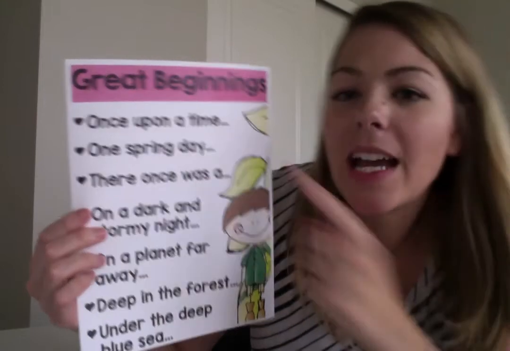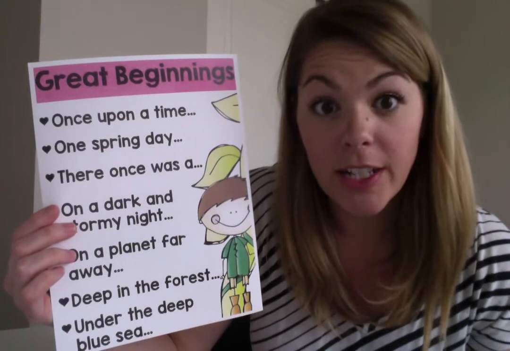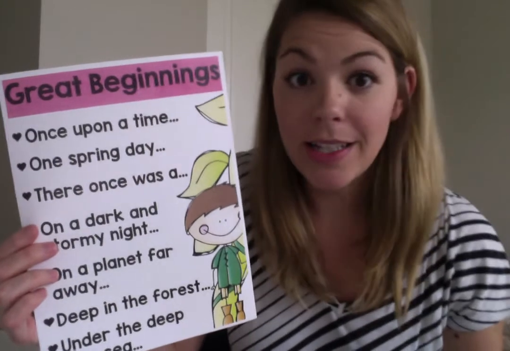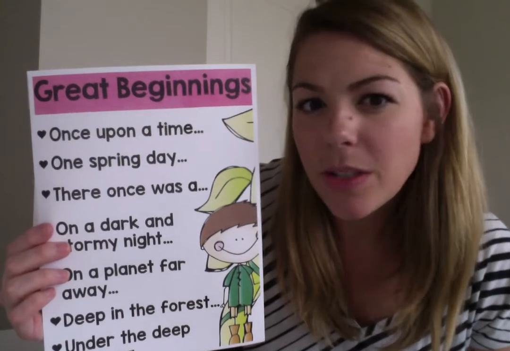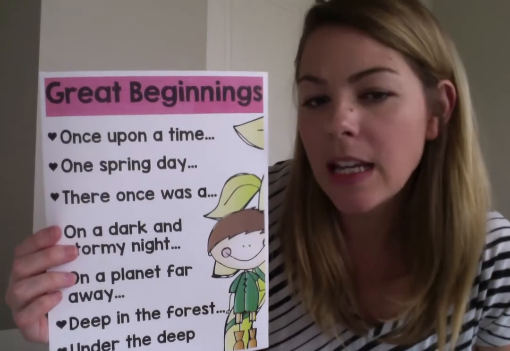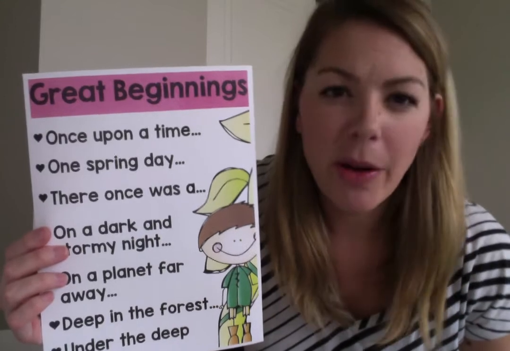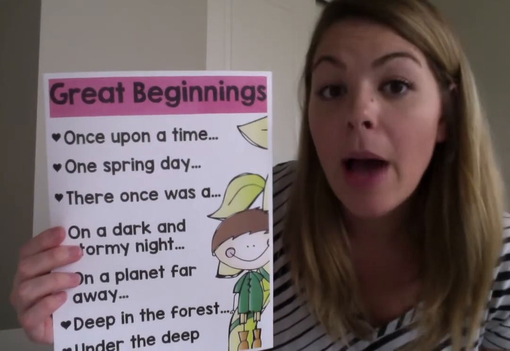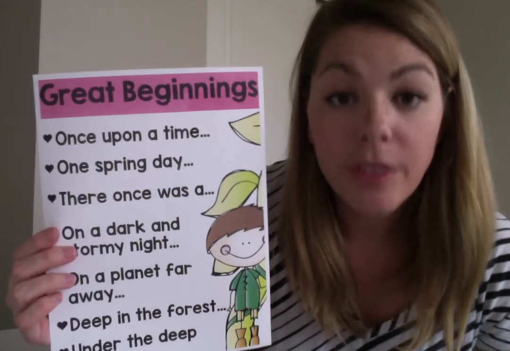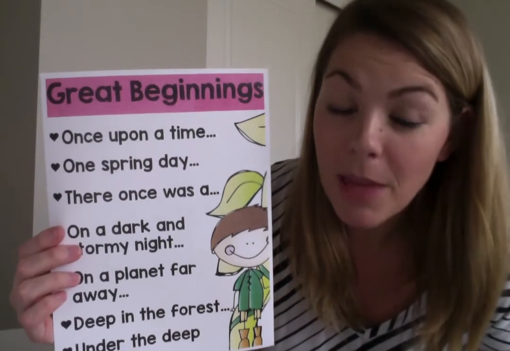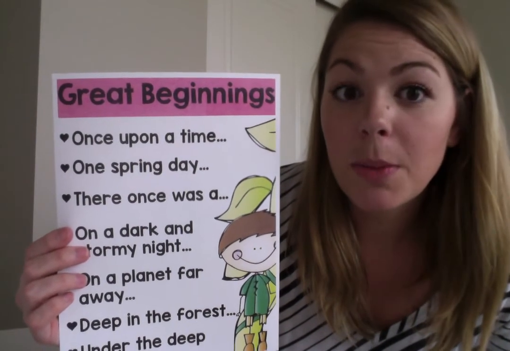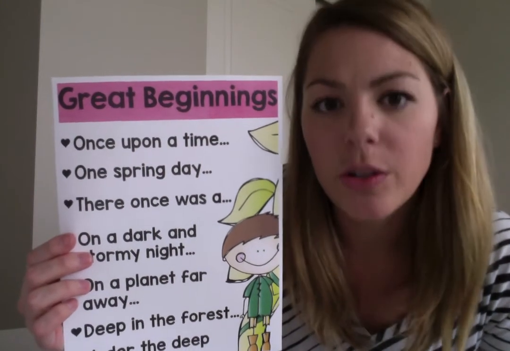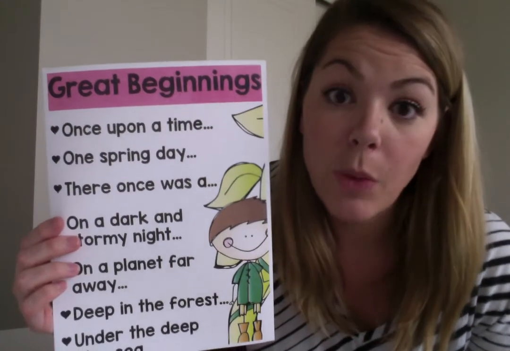Like once upon a time, that really sounds like a fairy tale to me. That sounds like there might be princes and princesses or dragons. It doesn't really sound like the right beginning for my story about a bee, a bumblebee. So I don't think I would use that one. However, if I was writing a fairy tale, then I think that's a great beginning. So you want to make sure that the beginning you choose makes sense for what your story is and who your characters are, and just finding the right one.